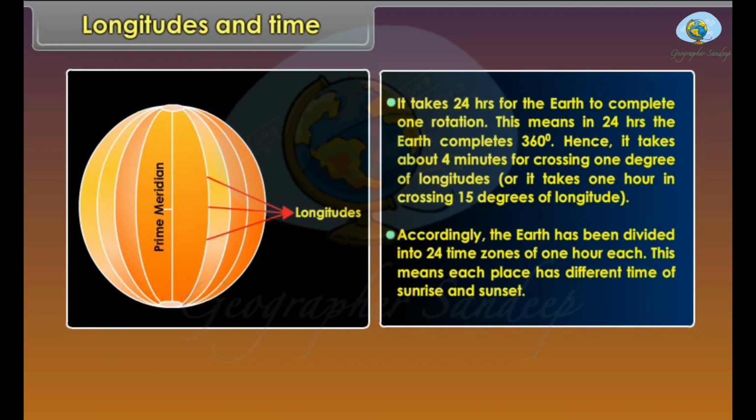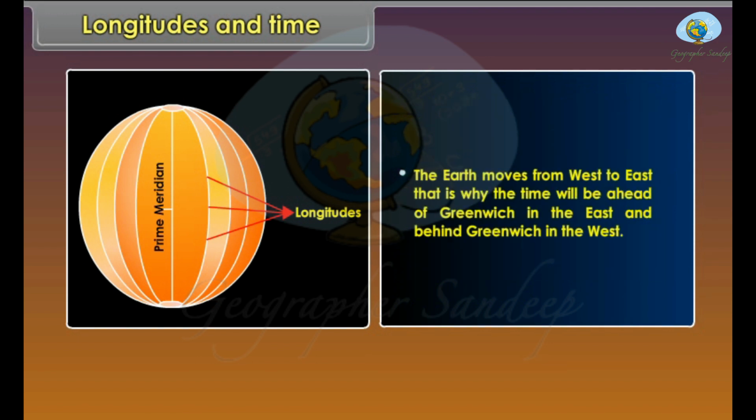This means in 24 hours the Earth completes 360 degrees. Hence, it takes about 4 minutes for crossing 1 degree of longitude, or it takes 1 hour in crossing 15 degrees of longitude. Accordingly, the Earth has been divided into 24 time zones of 1 hour each. This means each place has different time of sunrise and sunset. The Earth moves from west to east. That is why the time will be ahead of Greenwich in the east and behind Greenwich in the west.